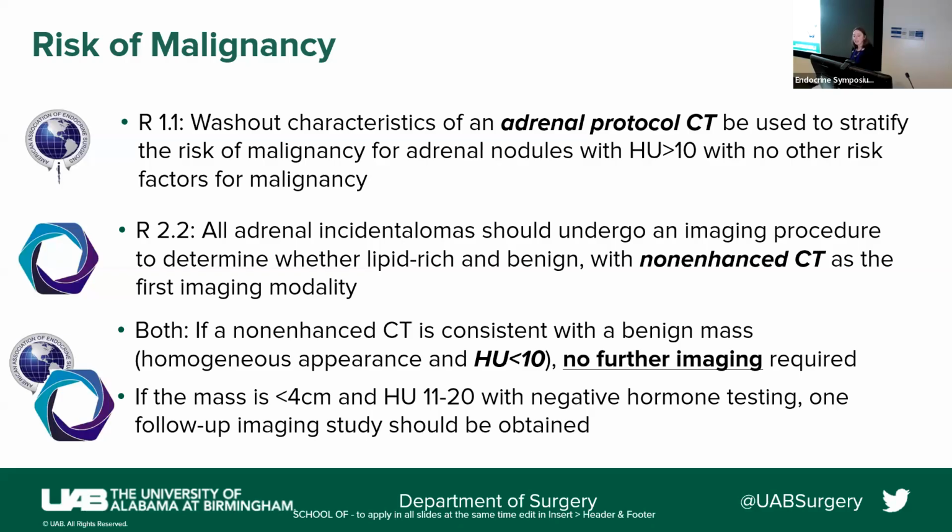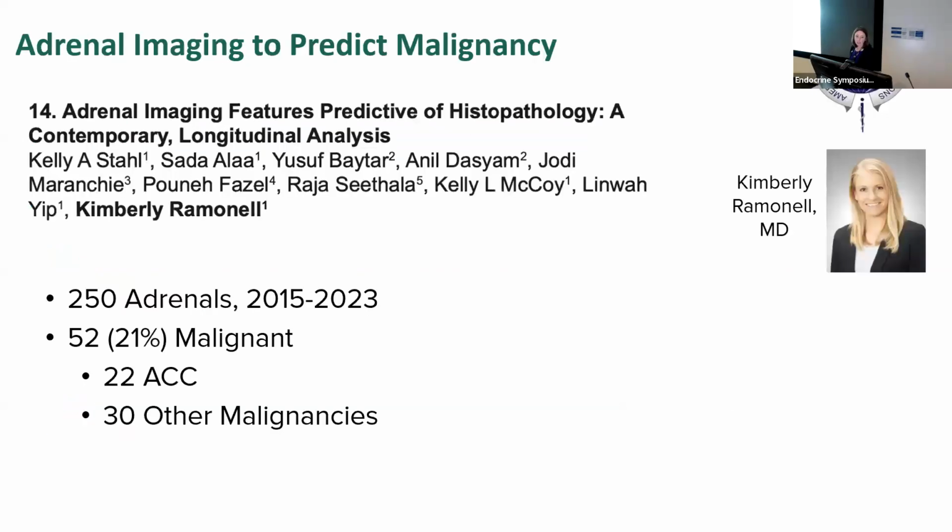But both societies agree that if we have a non-enhanced CT, the mass is homogeneous, the Hounsfield units are low, you don't need to do anything else, no other imaging studies. But if any of those characteristics are not favorable, the Hounsfield units are more than 10, the mass in the European guidelines, the Americans are kind of silent about this, but in the European guidelines, if it's heterogeneous instead of homogeneous, or you have indeterminate Hounsfield units, anything above 10, then you should do at least one follow-up imaging study.